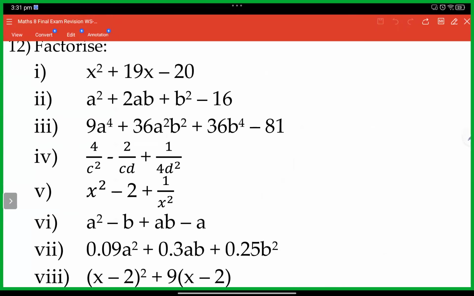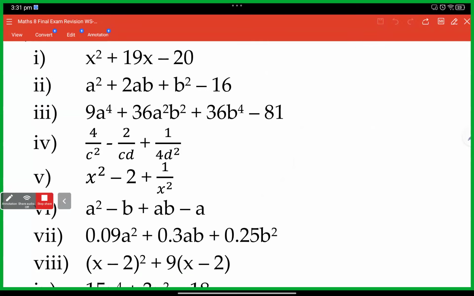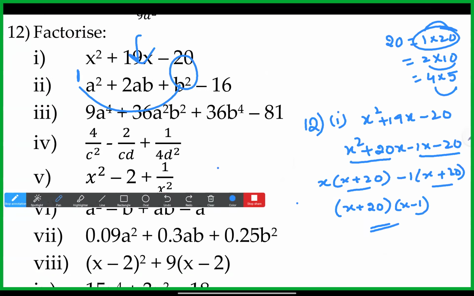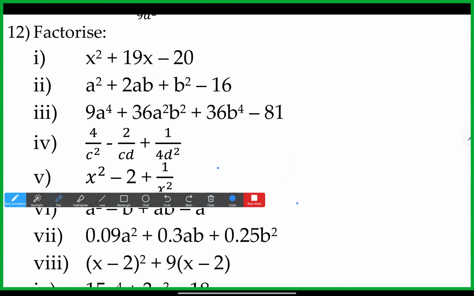So next one, they already give 4 terms, Maisha. No need of splitting the middle term; directly from the first two and next two, we'll just take common and that's it. So the second one, you see, a square plus 2ab plus b square minus 16. From the first two, I'll take a common. From the next two, we cannot take common. So this is a little different model, Maisha. If you observe, in the first two, we can take a common, but in the next two, there is nothing common.